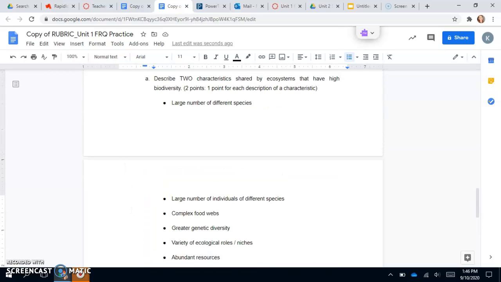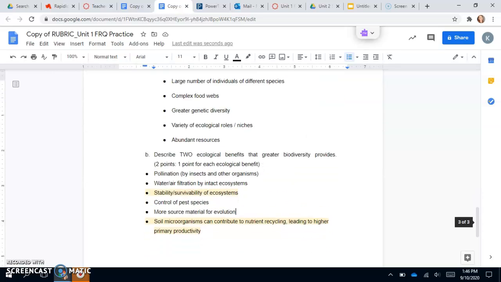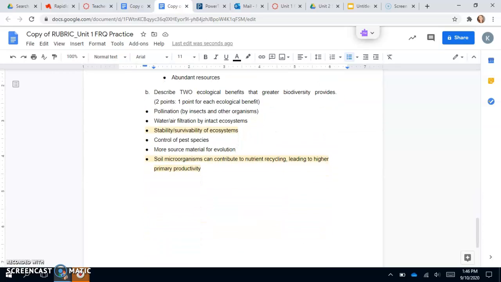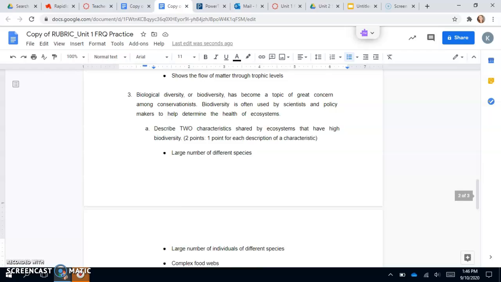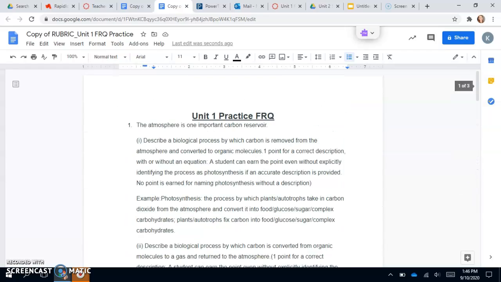So 2 points for the 2 characteristics, 2 points for the ecological benefits, and that gives us a total of 10 points. What you're going to do now is double check and make sure that you graded yourself correctly the first time. Then there's going to be a little text box for you to write a reflection about how you did on this FRQ. Where did you go wrong and where do you think that you can improve in the future?